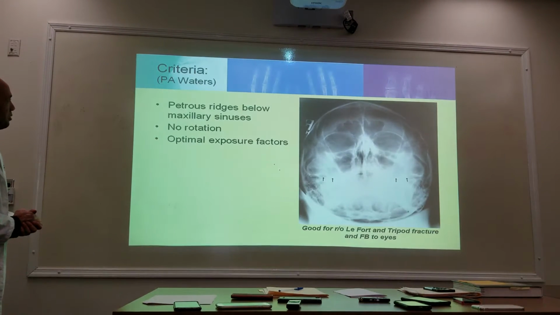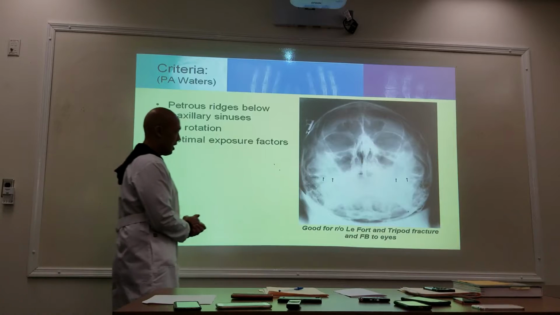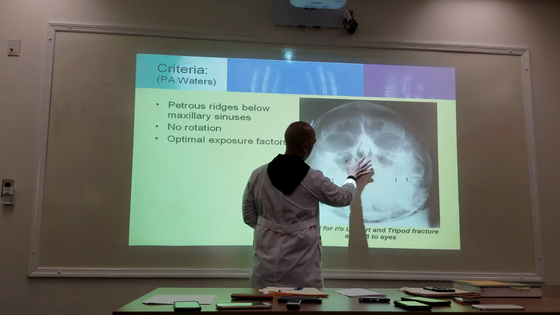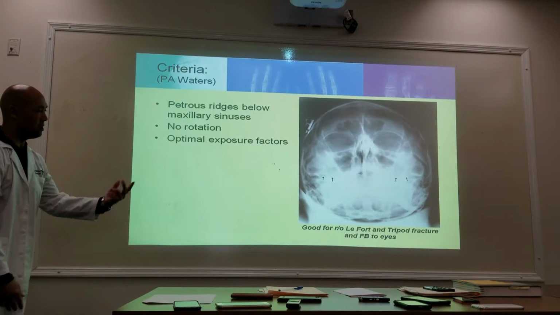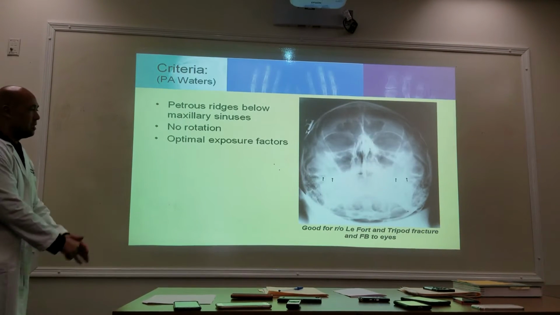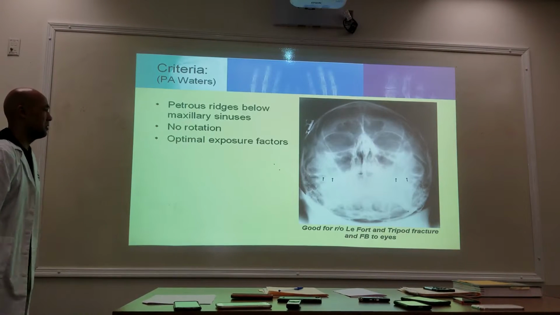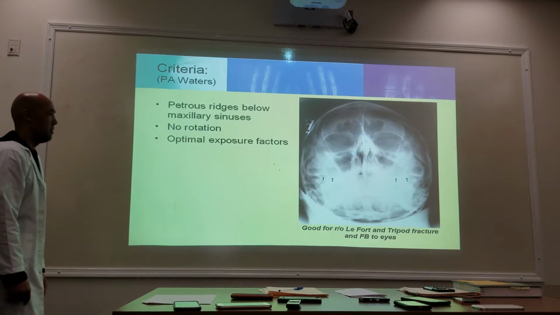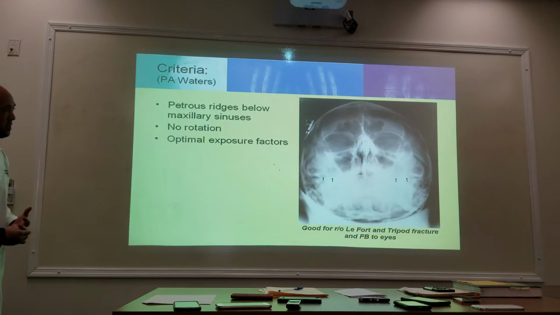All right, so petrous ridges are going to lie below the maxillary sinuses. Arrows point to the petrous ridges. You have the maxillary sinuses that are free and clear. This is also good for RO, which stands for ruling out. This Waters view is good for ruling out Le Fort fractures and the tripod fracture. It's also good for localizing foreign body to the eyes.